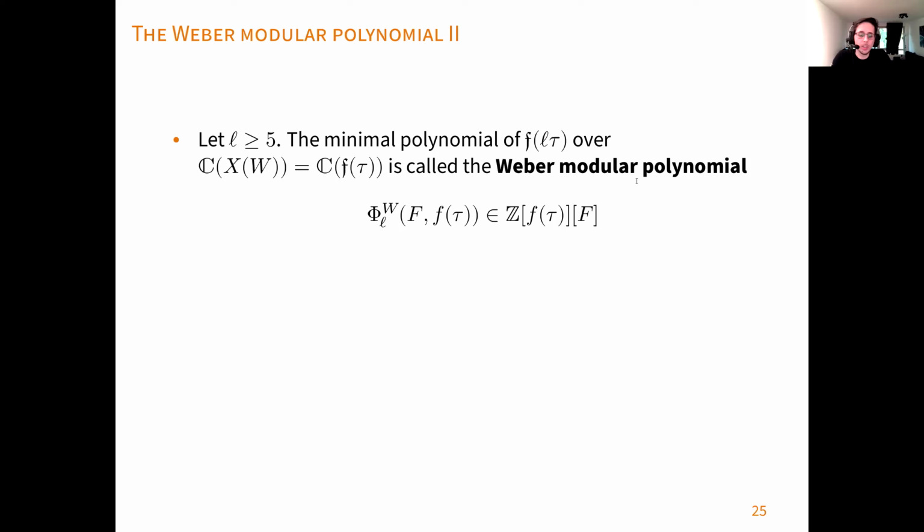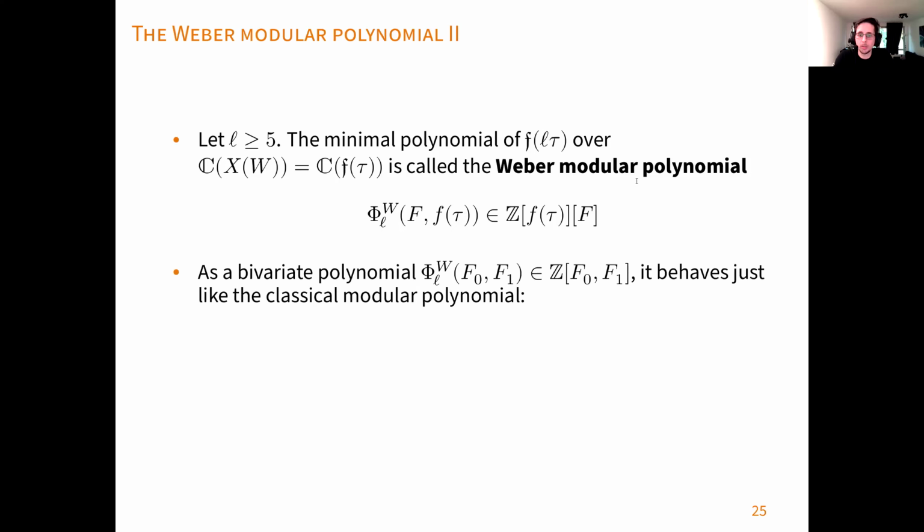So we have this polynomial, and if we now consider it as a bivariate polynomial, then it behaves just like the classical modular polynomial in a sense. So what I mean by this is it's again symmetric, and again, it will have degree L+1 in each of the variables. Now, you might wonder, well, if this is essentially just the same as the classical modular polynomial, why are we even looking at this?